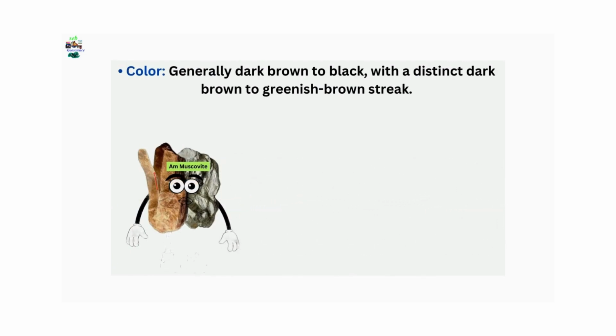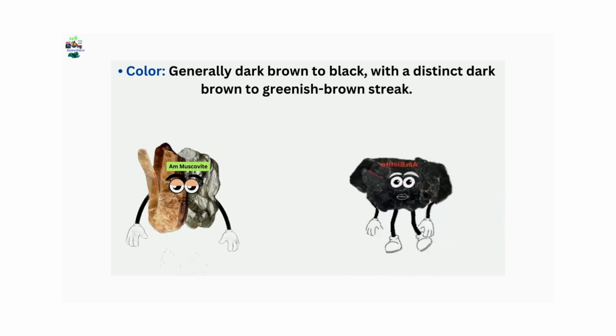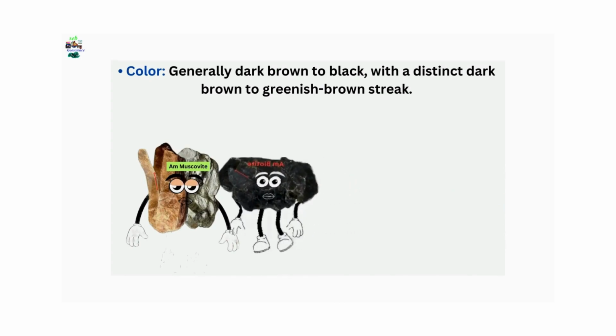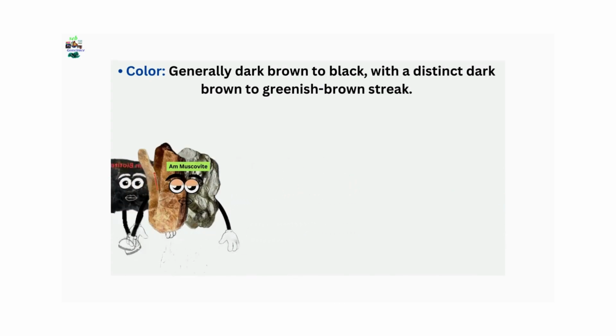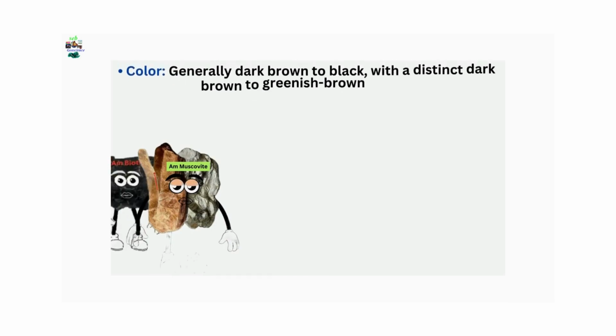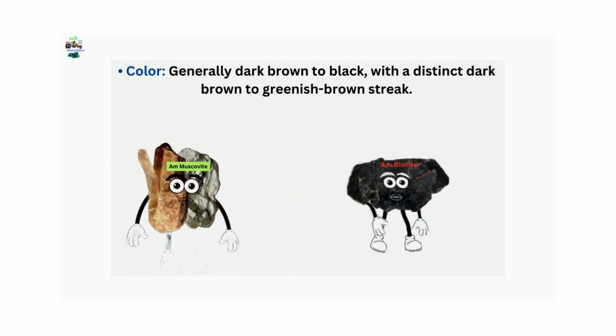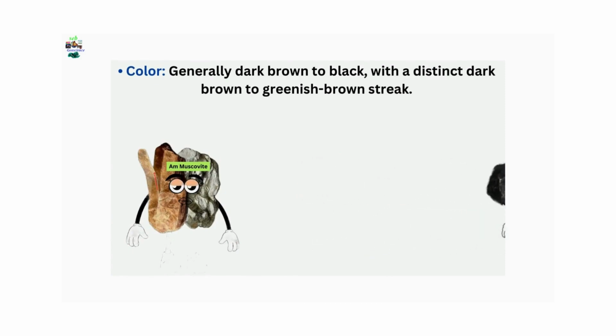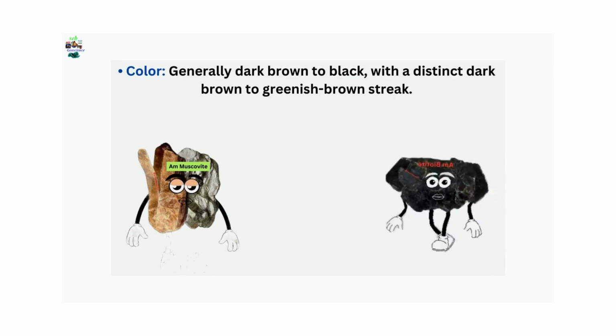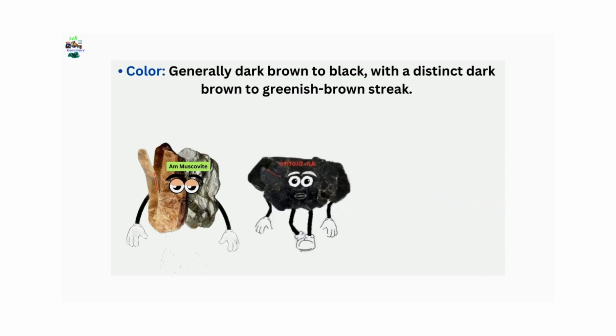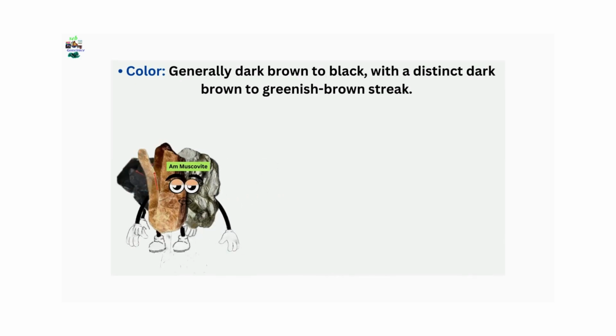We have seen the physical properties of biotite like those of muscovite. Composition: we have seen the composition of biotite. Biotite is iron and magnesium rich. Okay? What I have said. We have seen the color. The most important distinct feature to distinguish it from muscovite is color. Generally dark brown to what? Black, with a distinct dark brown to greenish brown streak.